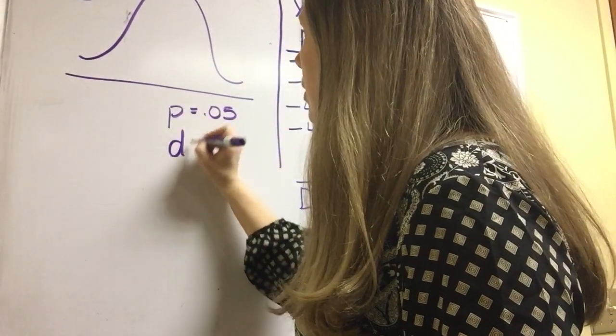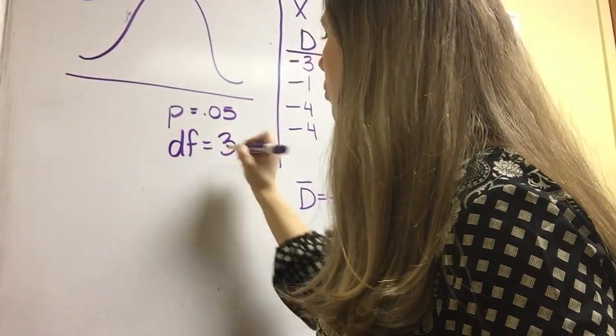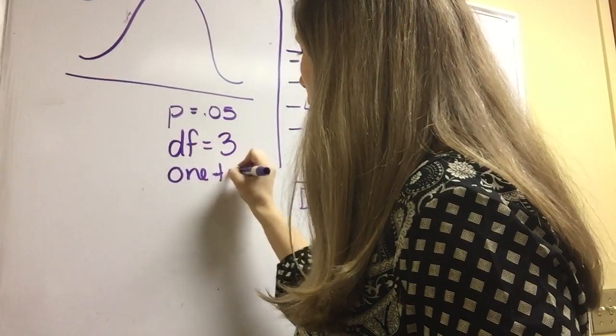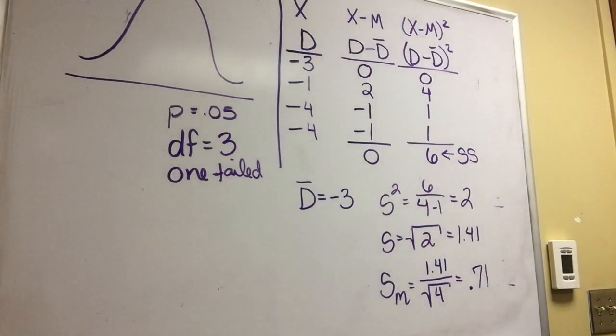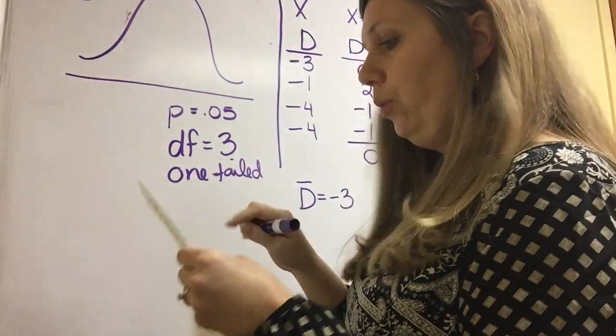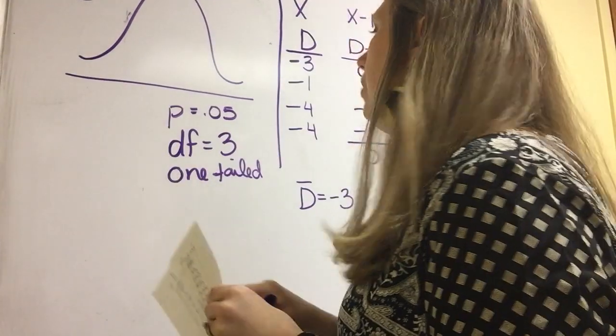Our degrees of freedom here is n minus 1. So we have 4 as our n, so our degrees of freedom is 3. And it is one-tailed. Okay, so let me get my chart here. All right, so I got my chart, and I'm looking in the one-tailed section at 0.05 and a degrees of freedom of 3. And my cutoff is 2.353.